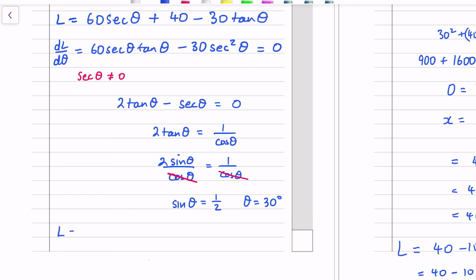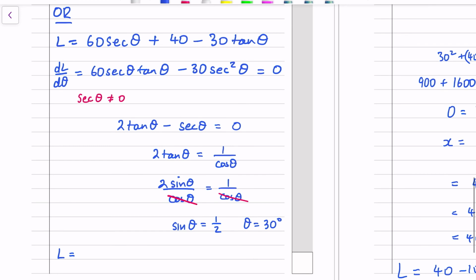And then we had to find the length of roading. Okay, so that was 60 sec theta, which is 60 over cosine theta, plus 40 minus 30 tan theta. We've actually got a triangle here. Whenever we've got a trig ratio, we can get all the rest of them from a triangle. Sine theta equals 1/2 tells us that the opposite side's 1 and the hypotenuse is 2, or some multiple of that. And then that side would be root 3 by Pythagoras. And so cos theta is root 3 over 2. So we've got 60 over root 3 over 2 plus 40, and then tan theta is 1 over root 3.